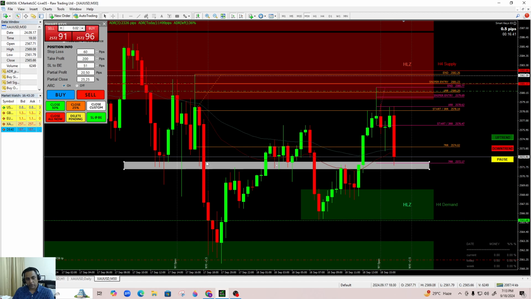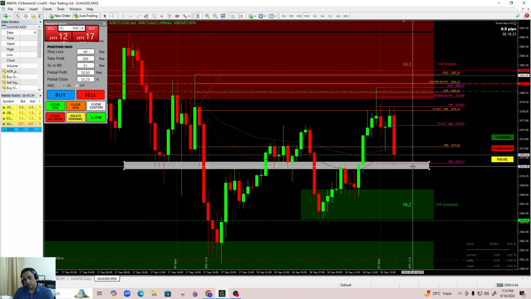Closed above, rejected, closed above. Then we started closing below. We rejected, closed below. Then again we closed above. Then we rejected, closed above, closed above. Then we again closed below. Then we rejected, closed below, and now again we moved up, and we're coming to reject that area. So it's come right to that area.